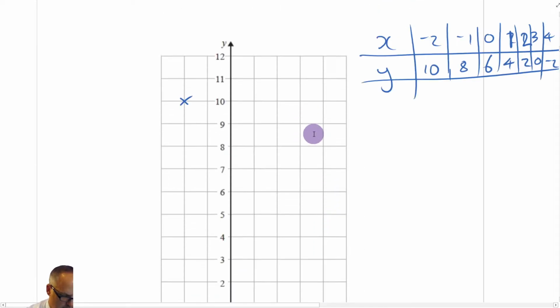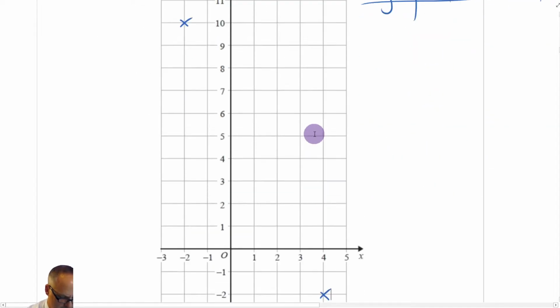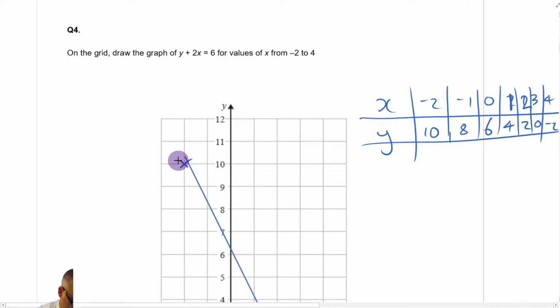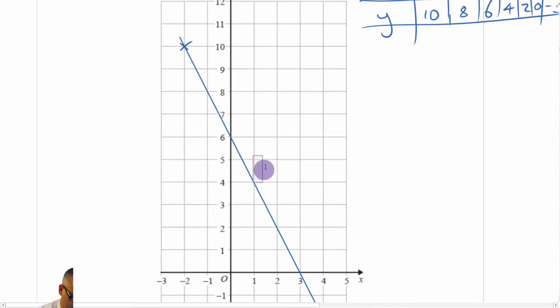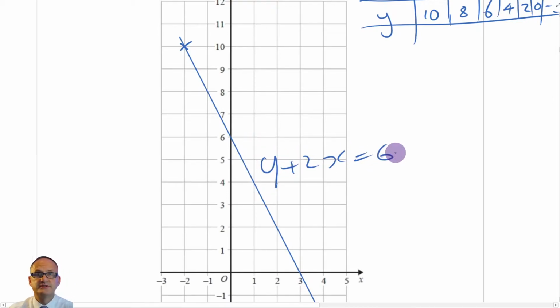And does it ask us to draw it to 5? No, just from -2 to 4, so we can just draw the line from -2 to 4. There we go. So we have our line y plus 2x equals 6.